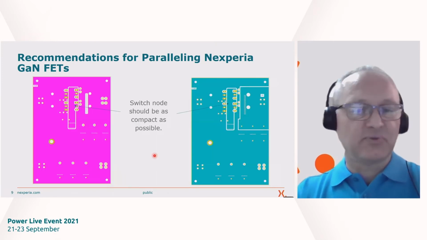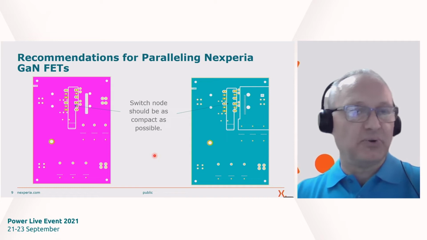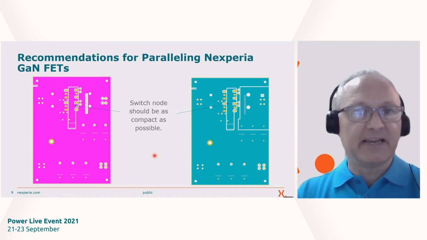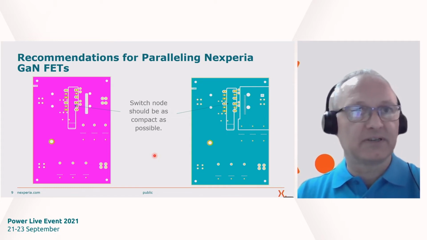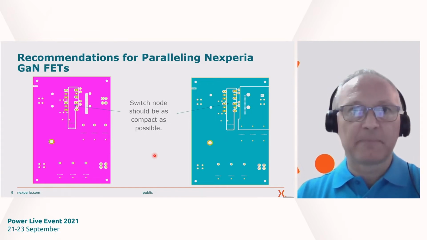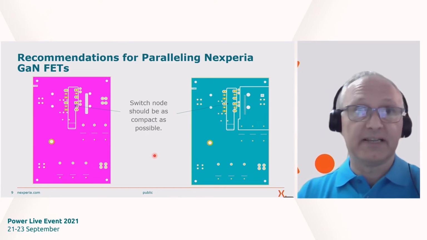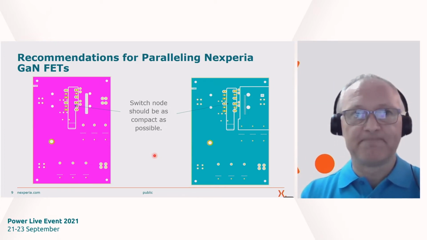So the next recommendation we have is that the switch node should be as compact as possible. This is so that the inductance in series with the parallel devices and also the capacitance to other planes on the PCB is reduced as much as possible, which again could lead to potential instability in the system.